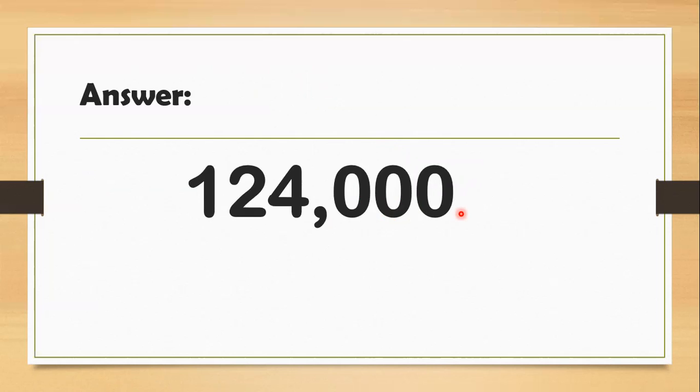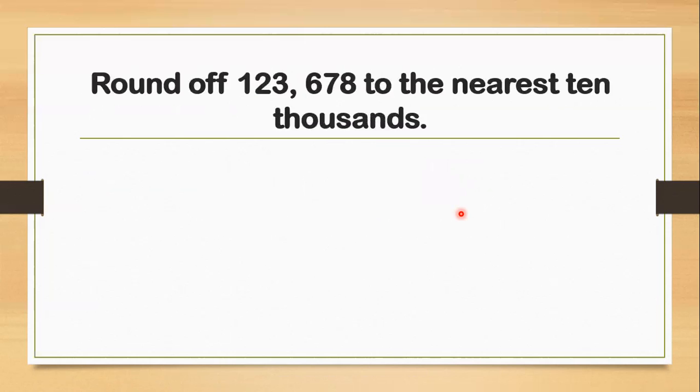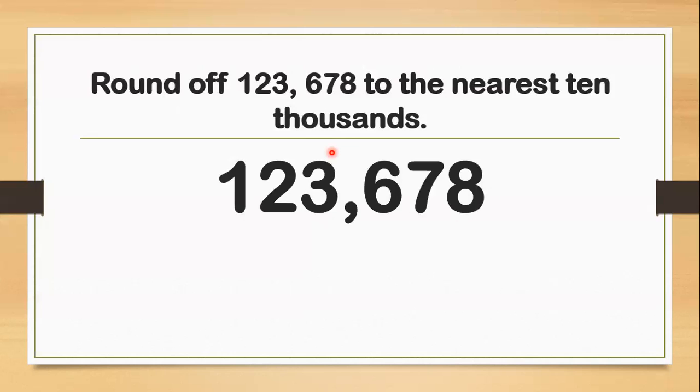Now, let's try another one. Round off 123,678 to the nearest 10,000. As you notice, we use the same number, but this time we are going to round it off to the nearest 10,000. Now, 2 is in the 10,000 place. Am I right? Yes, definitely. Oh, there should be an S here. It should be 10,000. Sorry, it's missing.